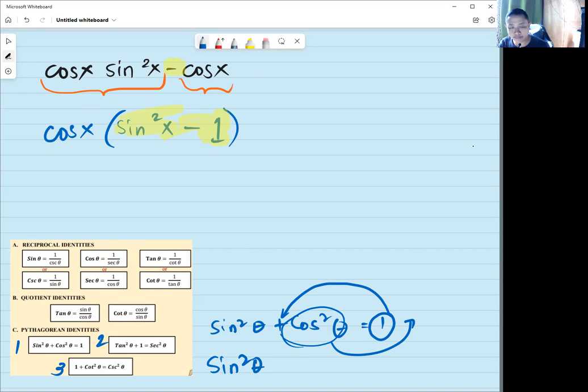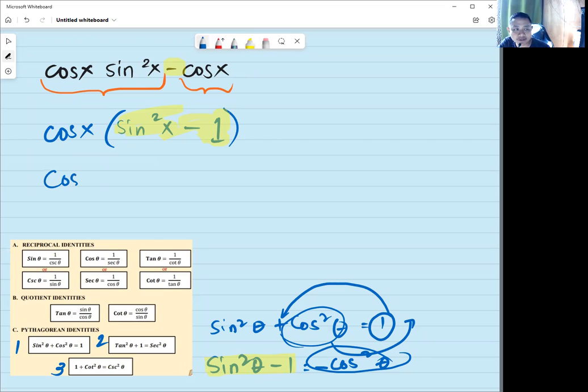And so this will become sine squared theta. You transpose 1, it will become minus 1 is equal to your cosine squared theta should also be transposed. So that will become negative cosine squared theta. Okay? Now, we can see here that sine squared theta minus 1 is just the same with negative cosine squared theta. Okay? Can you follow? Okay. So, your classmates are now sending their answers in the chat box. Correct. Very good.